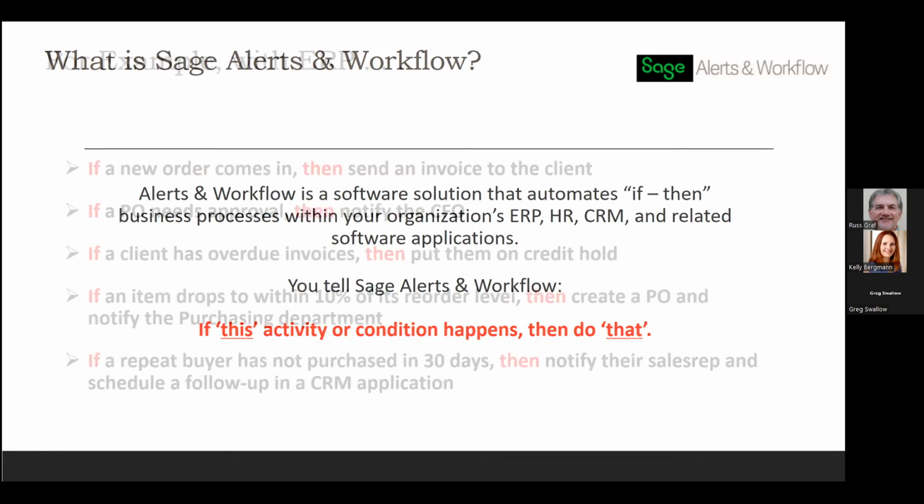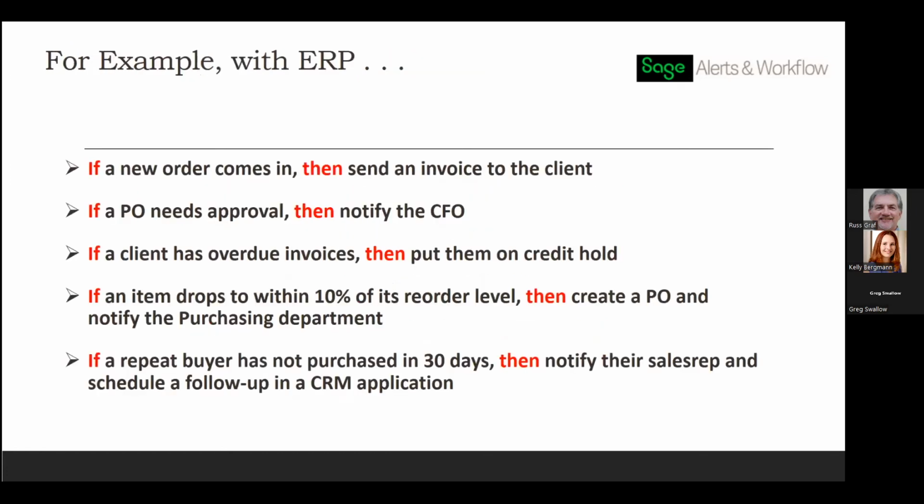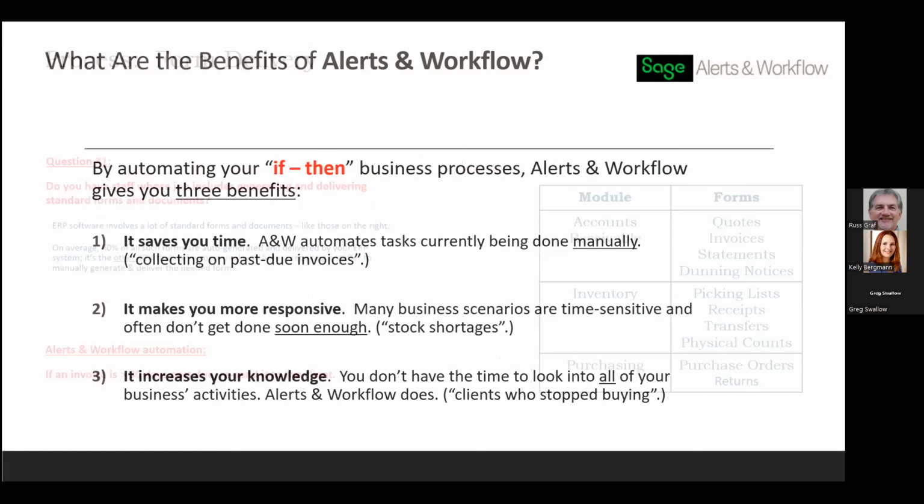So just playing on some of the things that Russ had talked about from the supply chain, we'll talk about that from a Sage Alerts and Workflow and how we can add value to the overall process. If a new order comes in, then send an invoice to a client. But some other things that has to happen too when a new order comes inbound to your system, and we'll talk about that. If a PO needs approval, then notify the CFO. Each one of these transactions that happens within your system also has a response that someone has to deal with within your organization. Let's just go to here.